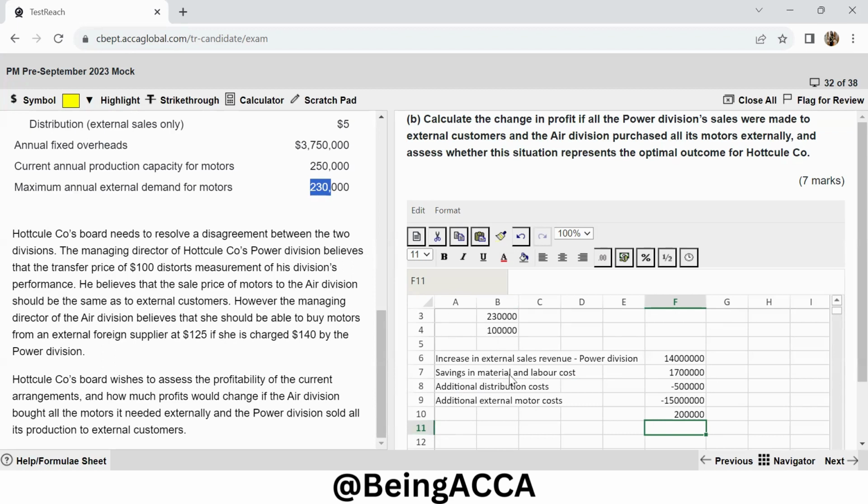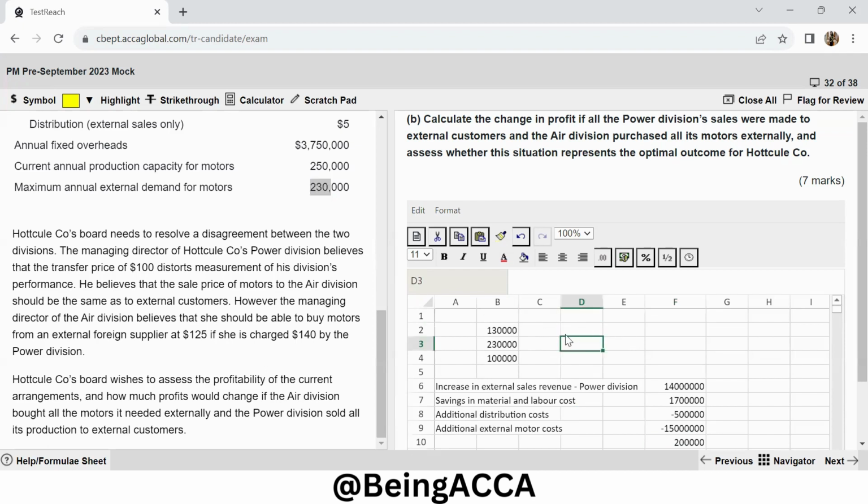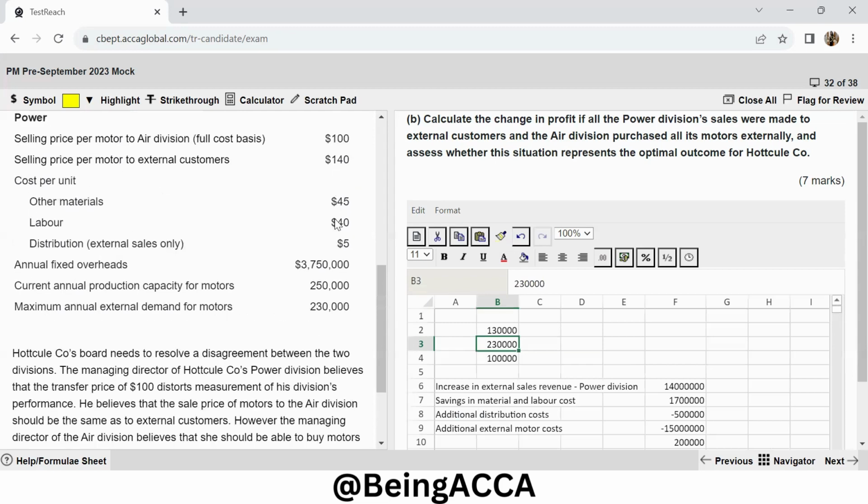But if we look at the company's point of view, for the entire Hottcule company as a whole, the power division has a spare capacity of 20,000 units because it is only selling 230,000 units, whereas it can sell 250,000 units, right? So if the power division sells these 20,000 units to the air division at a price below $125 but above the variable cost of $85, so their variable cost is definitely 45 plus 40.